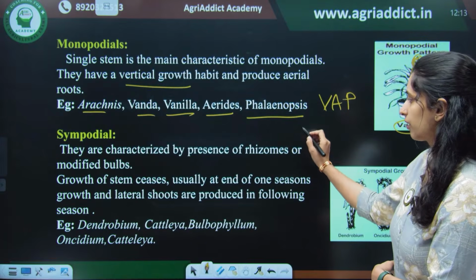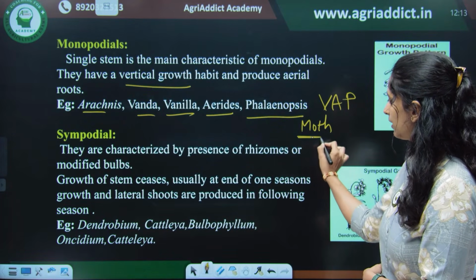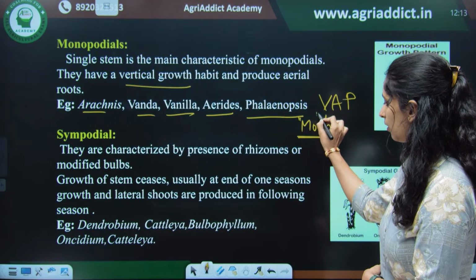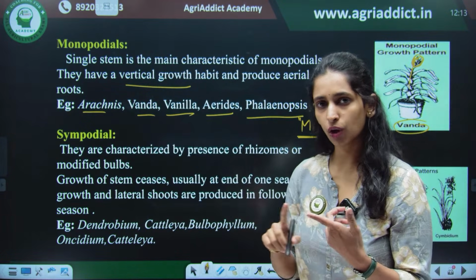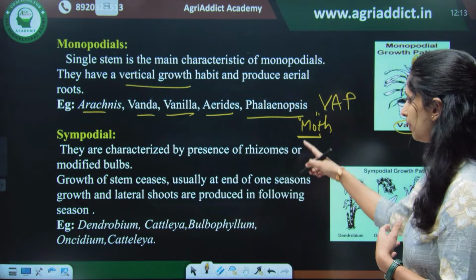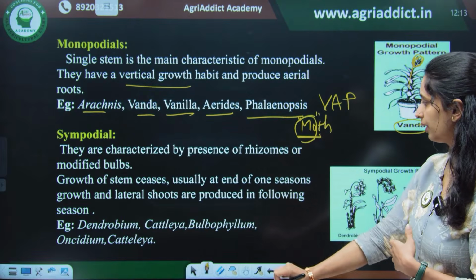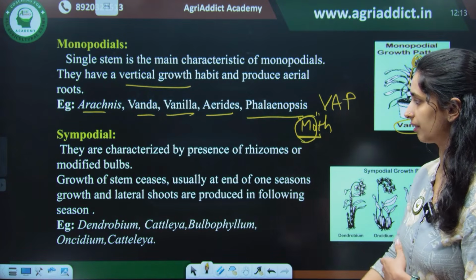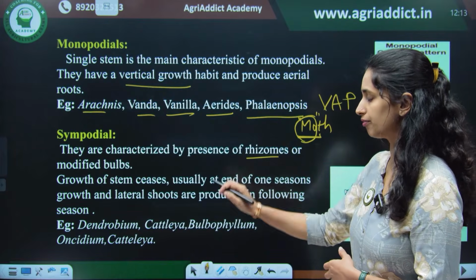Phalaenopsis is a moth orchid. Okay, moth orchid. Moth orchid is monopodial. You can remember like that because you'll get confused now. Phalaenopsis is there, Paphiopedilum is there. So you remember Phalaenopsis is a moth orchid and it is monopodial. You can remember like that. And sympodial means presence of the rhizomes or the modified bulbs.